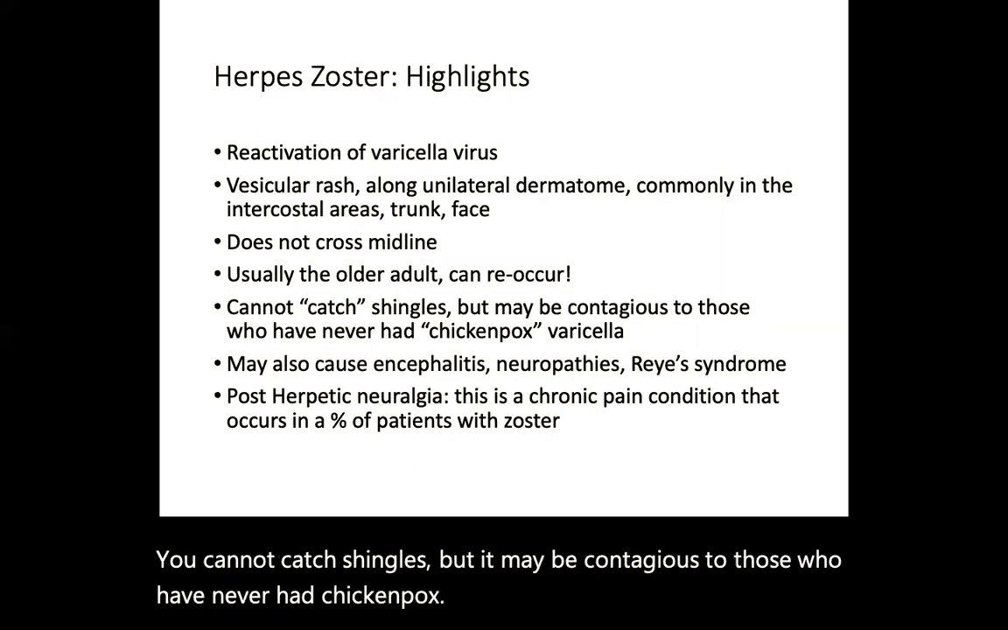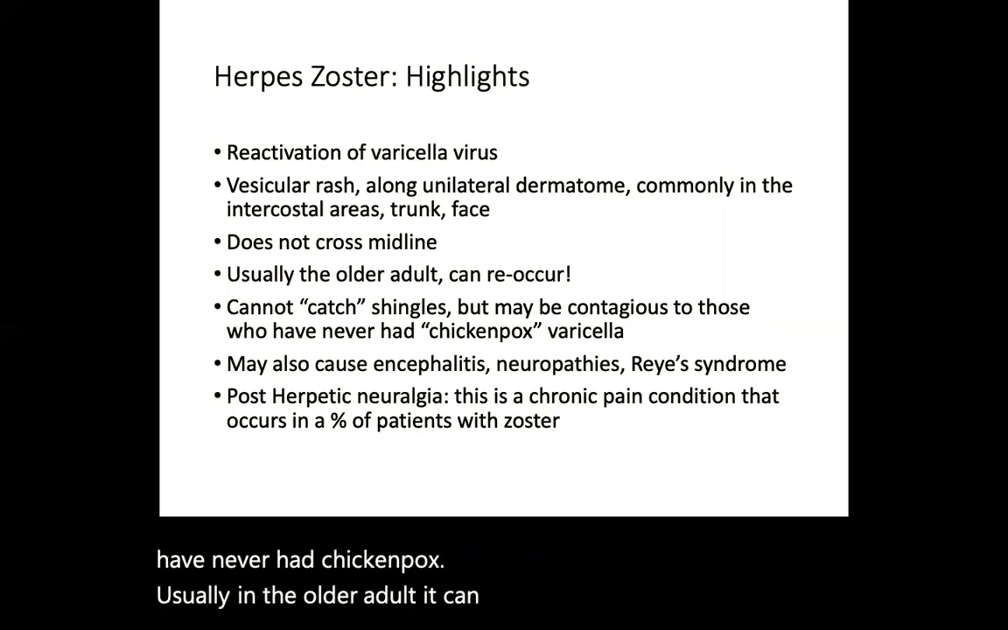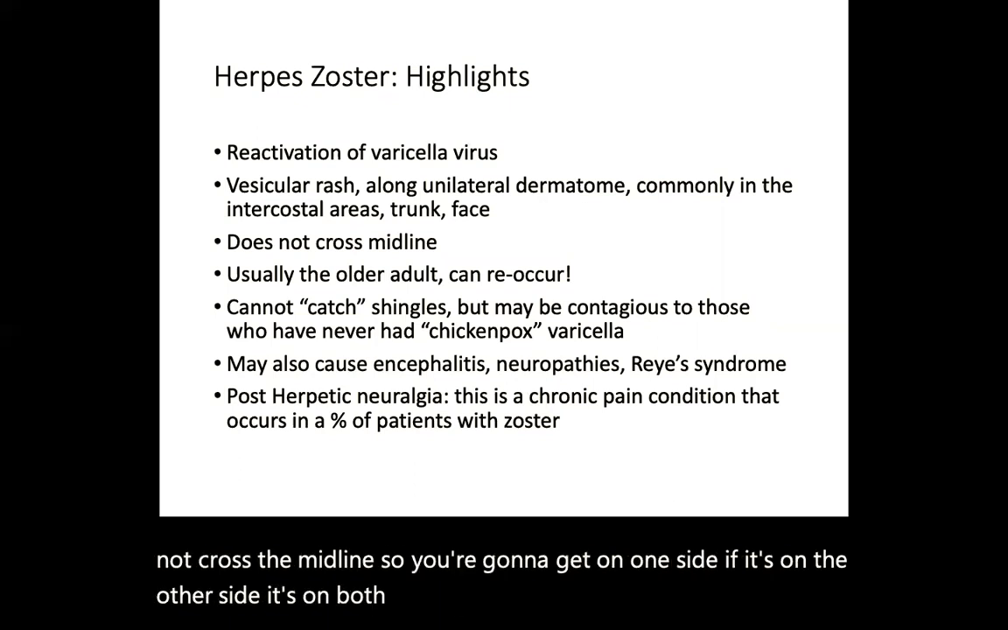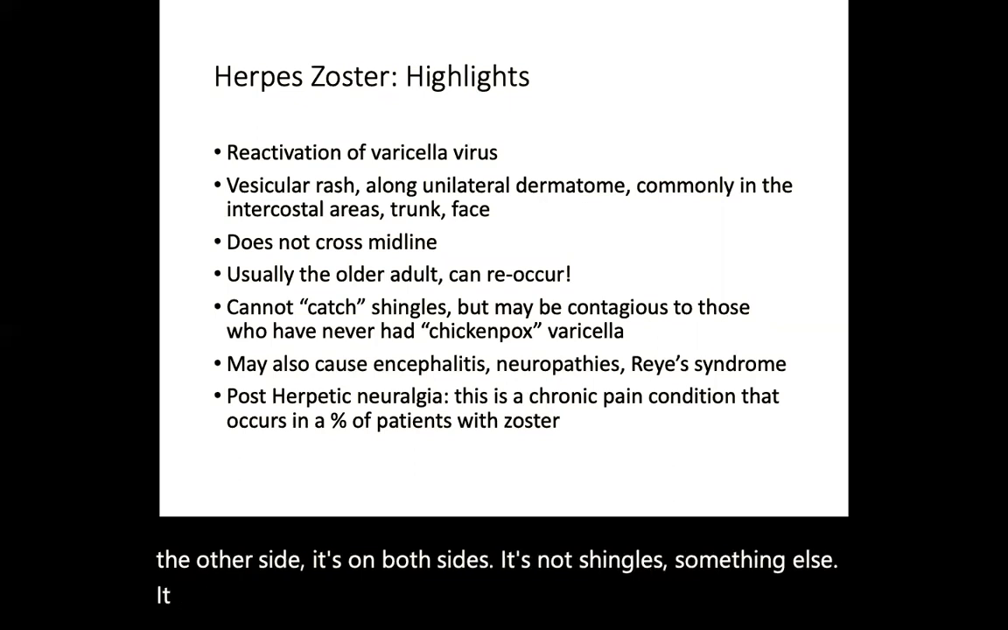Usually in the older adult, it can reoccur. And keep in mind, it does not cross the midline. So you're going to get it on one side. If it's on the other side, or it's on both sides, it's not shingles, it's something else. It may also cause encephalitis, neuropathies, and Reye's syndrome.